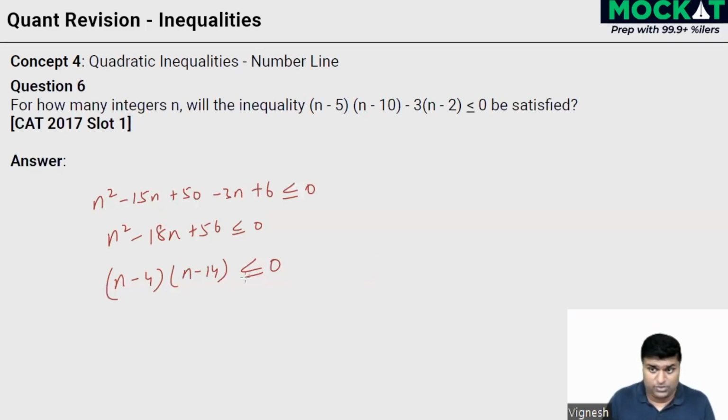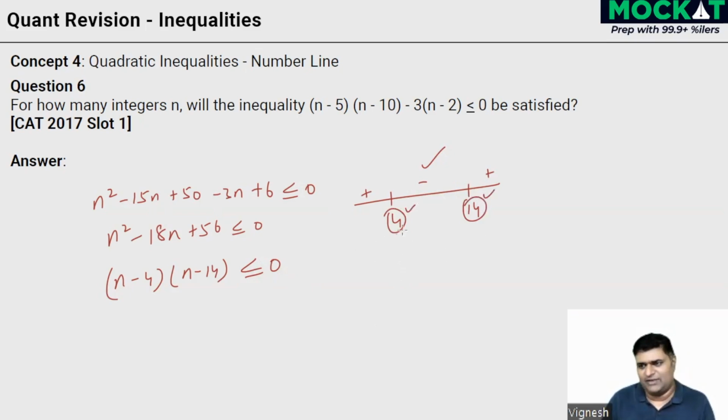It's less than equal to. That's important. So on my number line, I have a 4, I have a 14, right? This is positive, this is negative, this is positive, right? Rightmost is positive. I'm concerned about the negative values and less than or equal to. So 4 and 14 should also be included, right? I want this also to be included.